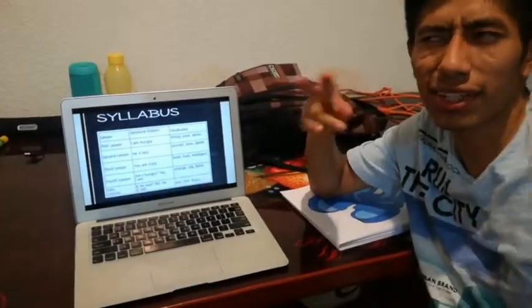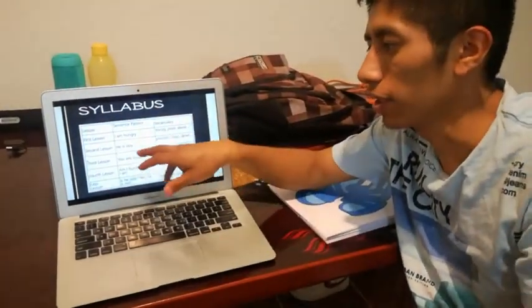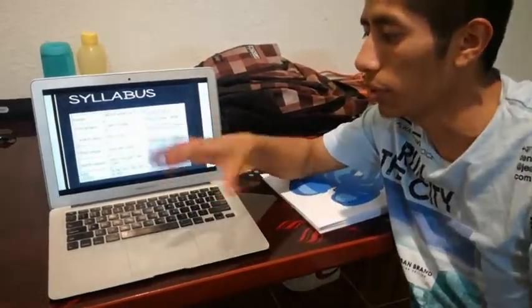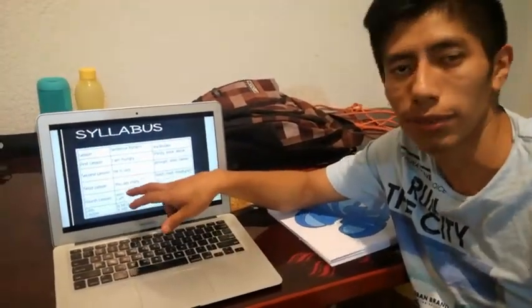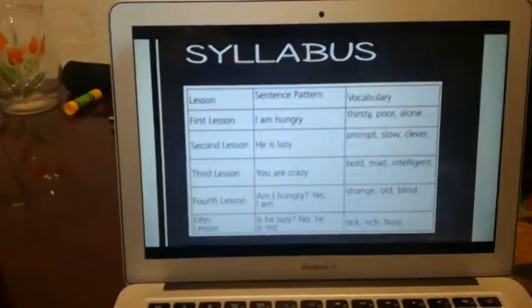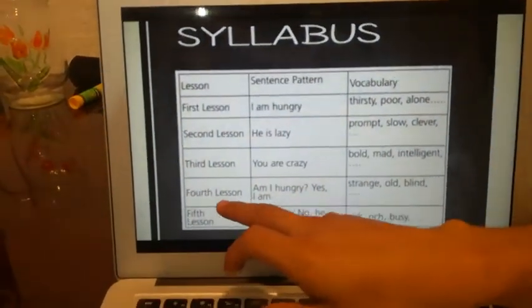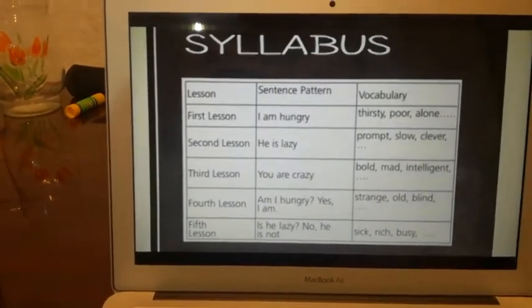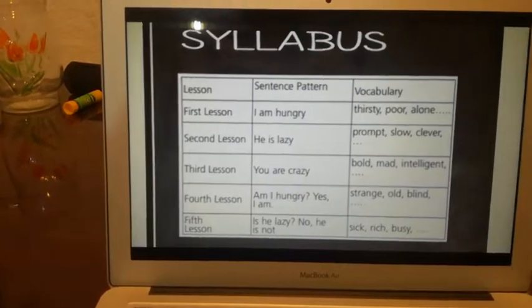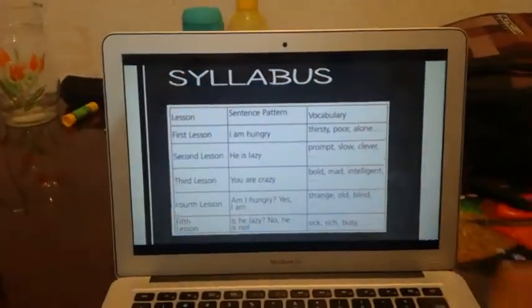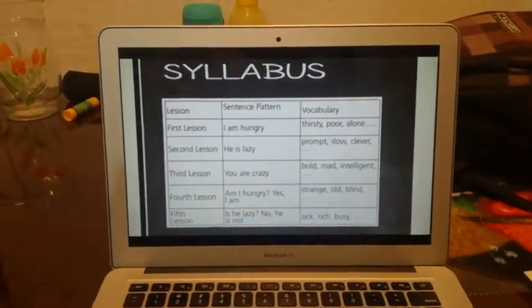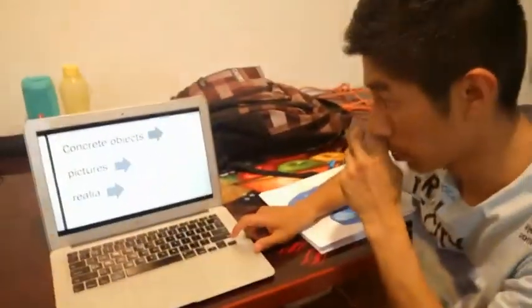In the second lesson, or maybe the second class, you can use another personal pronoun. For example, he's lazy. Then we have another example using the same terms, in this case verb to be: you are crazy. The fourth lesson is a question, and the fifth lesson is the same as a question. But as you can see on the computer, the vocabulary changes in each lesson.